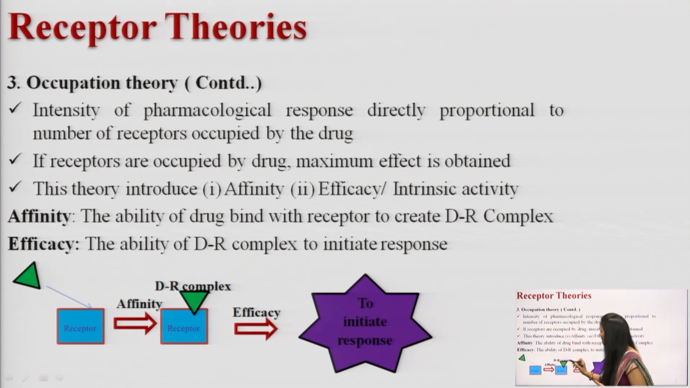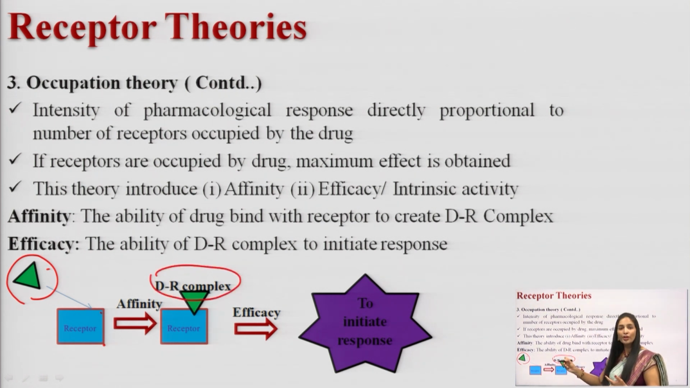So, see the diagram here: this is a drug and this is a receptor. When the drug goes and binds to the receptor, how much affinity? When the particular drug has the ability to bind its own receptor to form the drug receptor complex, you can call that an affinity. Once the drug receptor complex has been produced, initiating the response is called the efficacy.